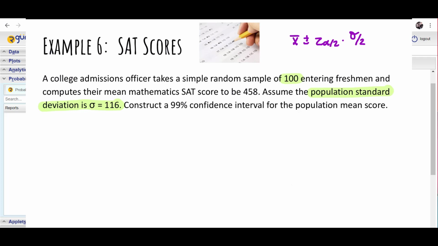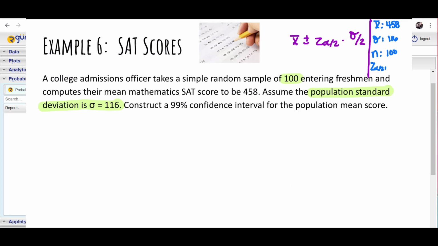All right, so let's fill in what we know. X bar is the sample mean, and that is 458. And then I'm going to skip the Z alpha over 2 for now. I'm going to go to sigma. Our sigma, population standard deviation, is 116. N is our sample size. That's 100. All right, this one is the only one we don't know.